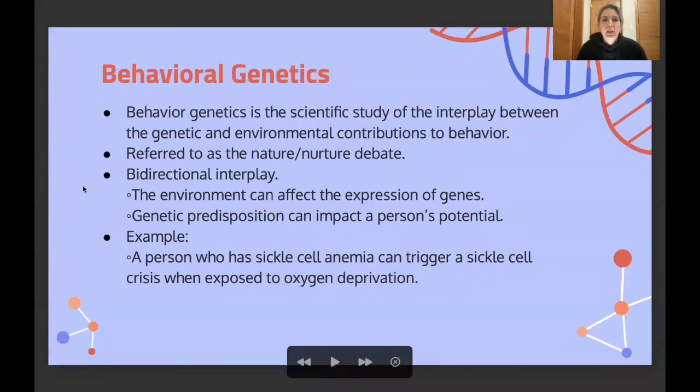I'm going to continue the presentation talking about behavioral genetics. Behavioral genetics is a scientific study of the interplay between the genetic and environmental contributions to behavior, referred to as the nature and nurture debate. Behavioral genetics also has a bidirectional interplay, meaning that the environment can affect the expression of genes and/or that genetic predisposition can impact a person's potential. An example of this is a person who has sickle cell anemia can trigger a sickle cell crisis when exposed to oxygen deprivation.